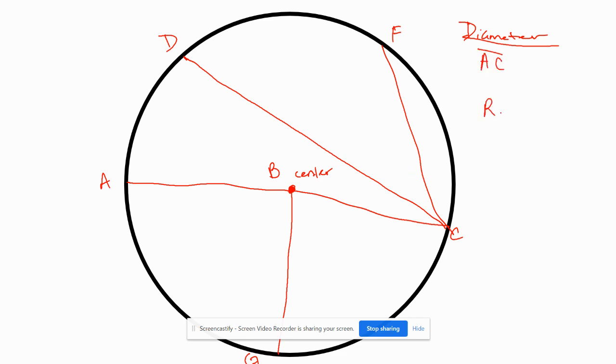The radius would be not FC, all right? It would be BG. That would be my radius. Is there any other diameters or radiuses in this picture? No, there is not. These are the only ones that are going through the center. It has to go through the center or touch the center. Okay, now let me ask you this. If AC is 16, what is BG?